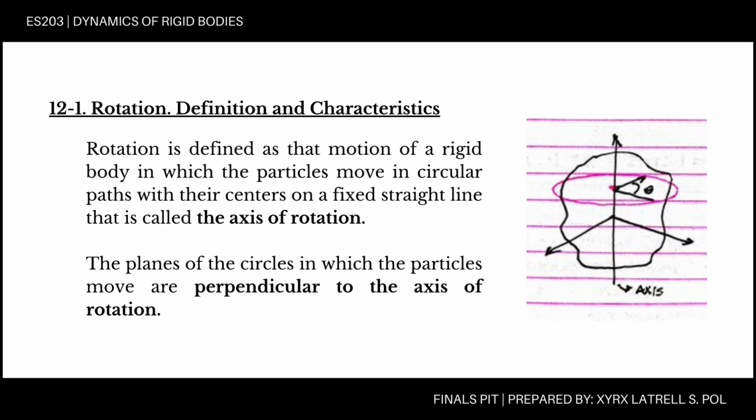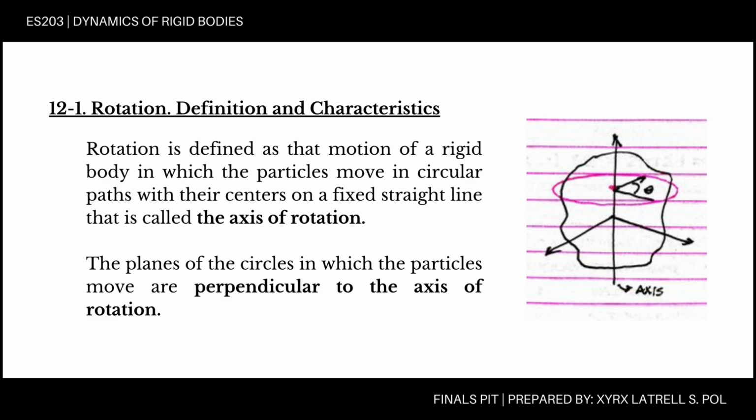So, as you can see with this figure on the right, where there is an established 3D axis, the body rotates about the vertical axis, making it the axis of rotation. Its path is indicated by the pink circle that is perpendicular to the vertical axis, which satisfies the definition of rotation.